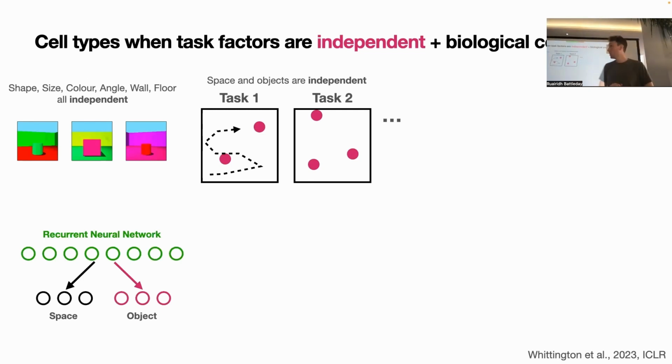And then we're going to come along and train our recurrent neural network. We're going to ask it to predict where you are in space. Is there an object there? So this network better learn about space and objects because that's what it has to do. And we're going to see what happens.